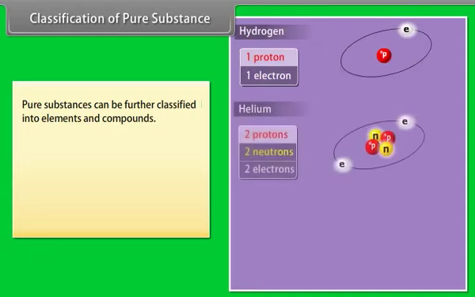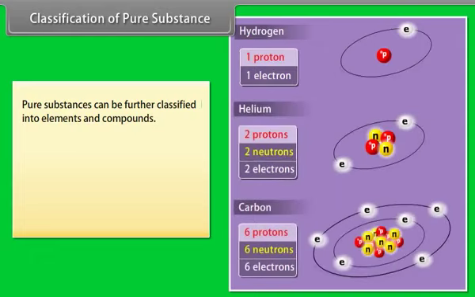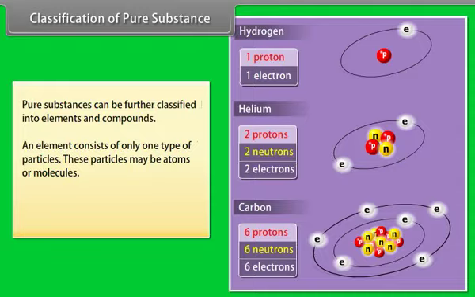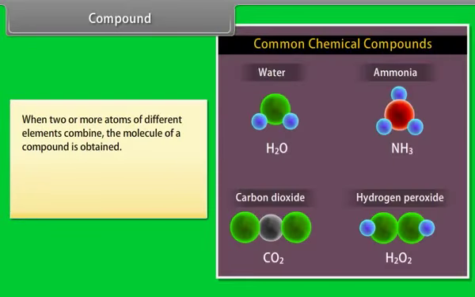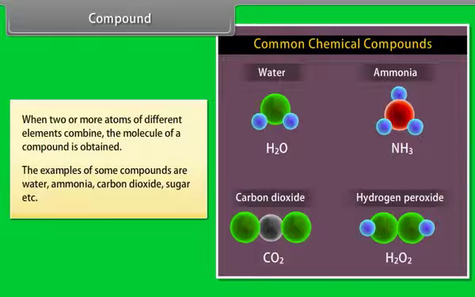Classification of pure substance. Pure substances can be further classified into elements and compounds. An element consists of only one type of particles. These particles may be atoms or molecules. Example: hydrogen, helium, carbon, sodium, copper, silver, oxygen, etc. Compound. When two or more atoms of different elements combine, the molecule of a compound is obtained. The examples of some compounds are water, ammonia, carbon dioxide, sugar, etc.